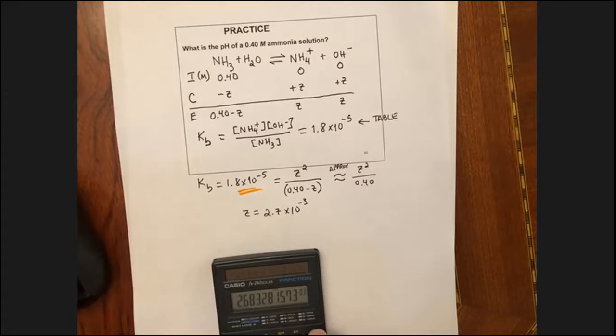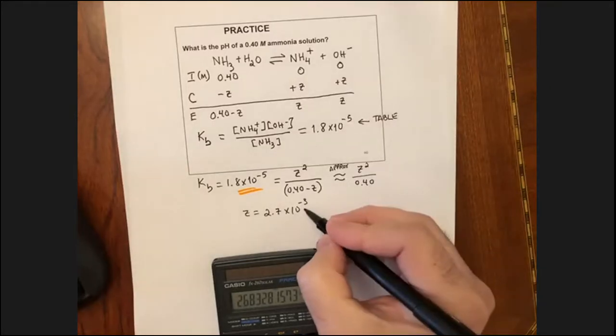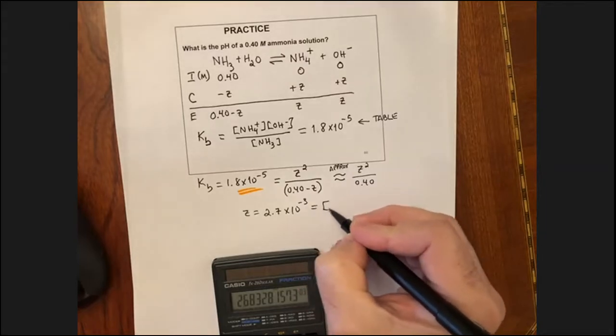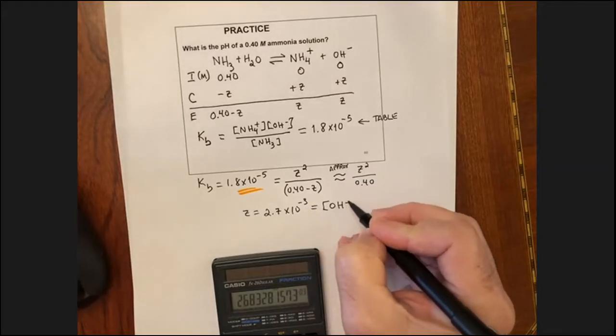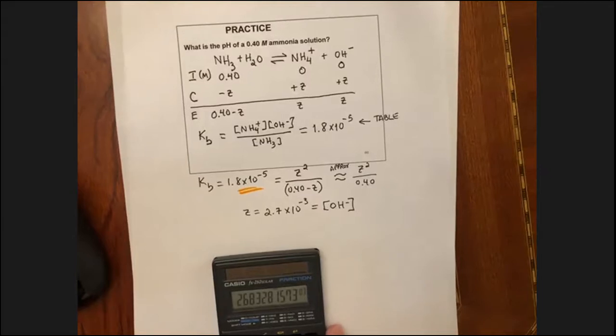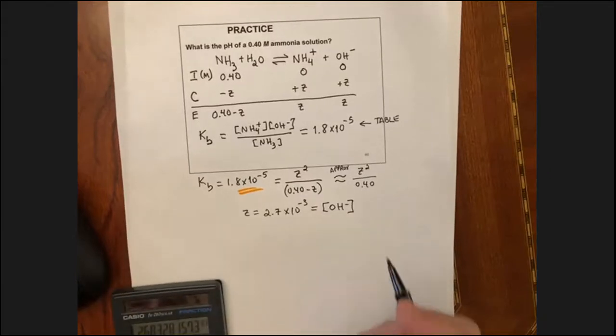Now, this is very important. This is where you've got to be very careful. This is not the concentration of hydrogen ions. This is the concentration of hydroxide ions. So we cannot get the pH from there. What we have is two approaches here. But first, let's do this.